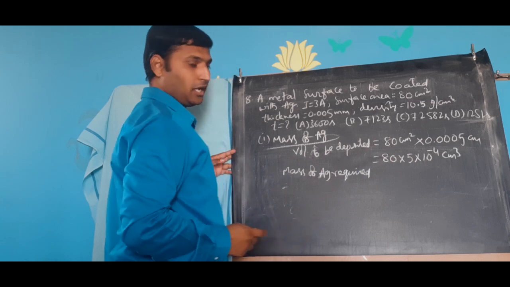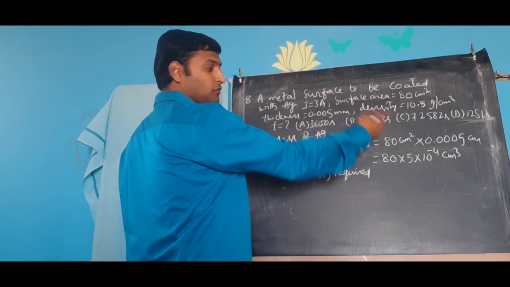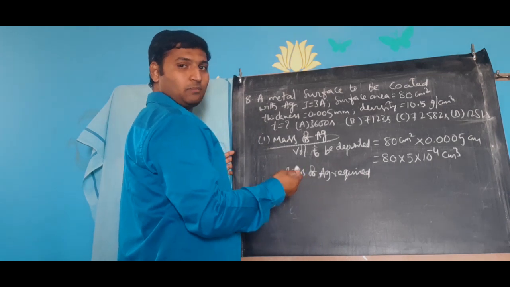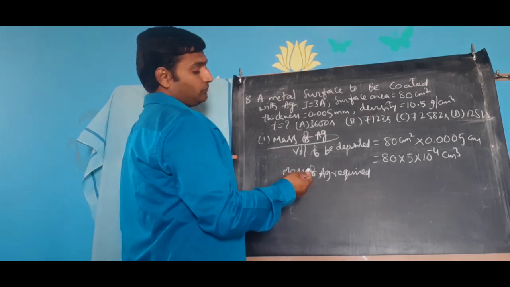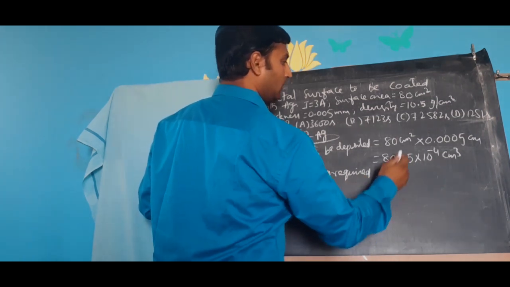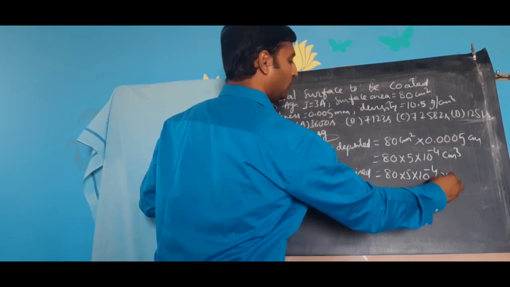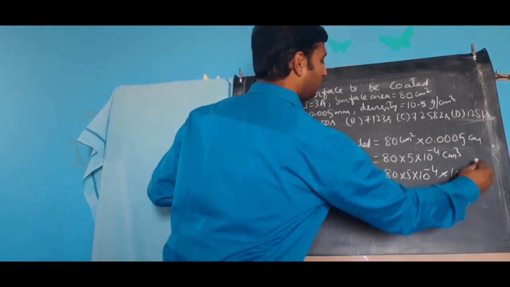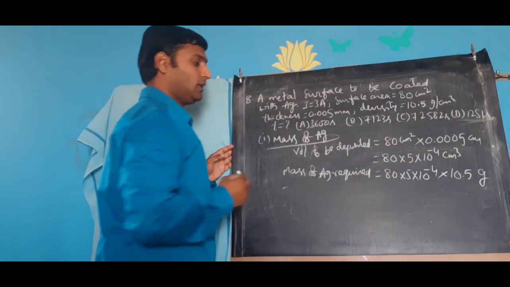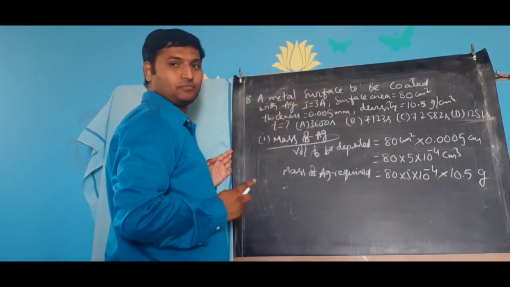Volume of metal to be deposited we got. Now mass of silver required. To get the mass of silver, he has given you the density of silver. Now you know the volume to which it has to be deposited. You know very well density is equal to mass by volume. So mass will be equal to volume into density. So volume you have established, 80 into 5 into 10 power minus 4, into density, which is 10.5 grams per centimeter cube. Centimeter cube gets cancelled. You are getting grams. Okay. So mass of silver required we have understood.